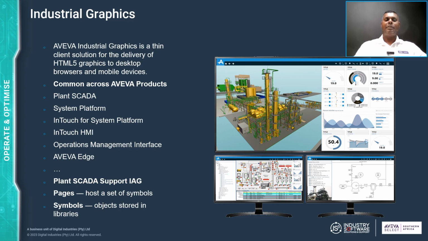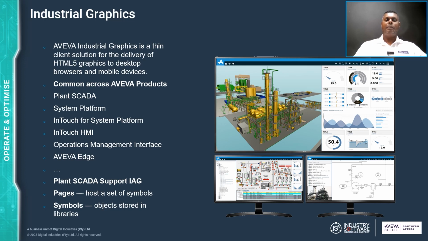Industrial Graphics offers the following benefits: HTML5 visualization that can work across desktop and on mobile with the Android or iOS app. You only need to learn one tool and technology to create the visualization from edge to desktop to cloud. Graphics can be shared with minimal modification to work on any product utilizing industrial graphics.